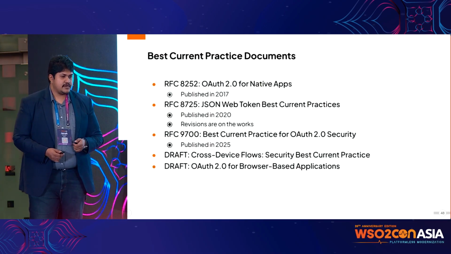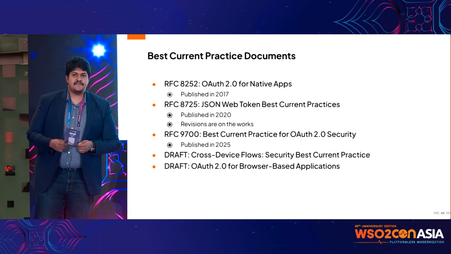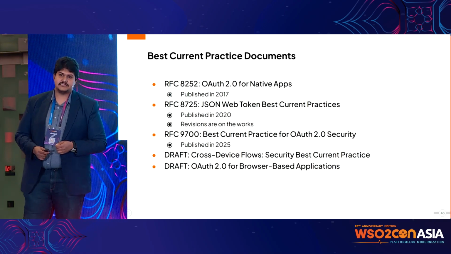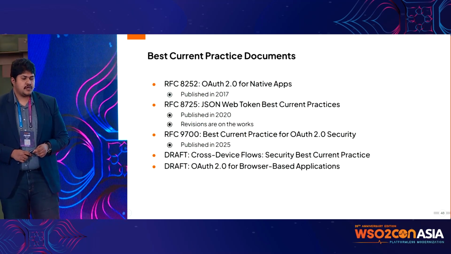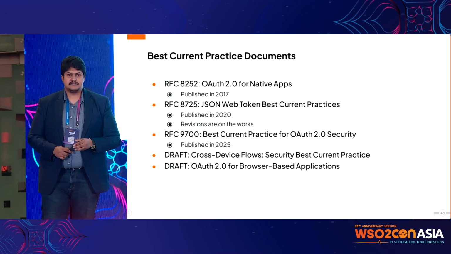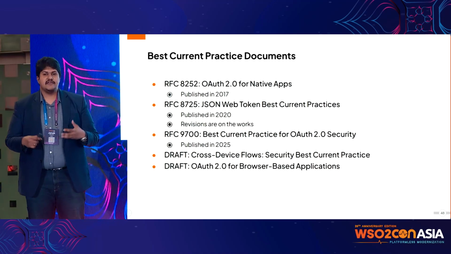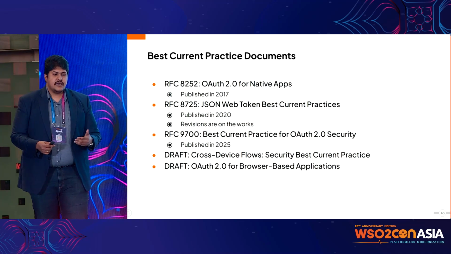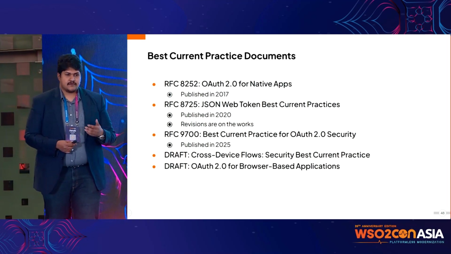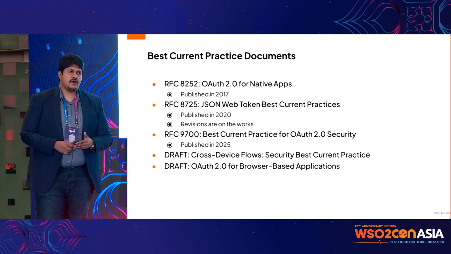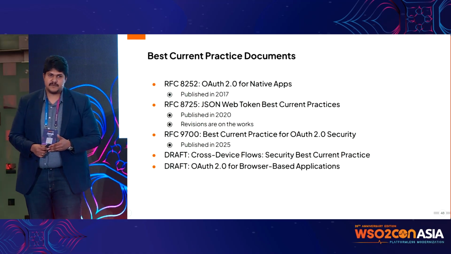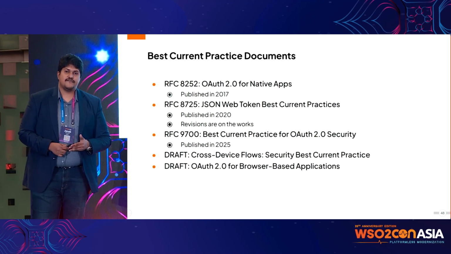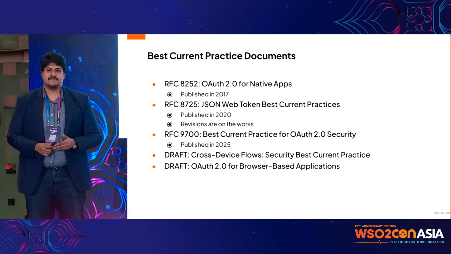So moving on, let's talk a little bit about different types of standards. There's this set of documents called Best Current Practice documents, or BCPs. These BCPs tell you how to use OAuth in different contexts, like how to use OAuth better in native applications, in browser-based applications, likewise. One important thing to note when going through BCPs is when they were published. For example, OAuth 2.0 for Native Apps was published in 2017.